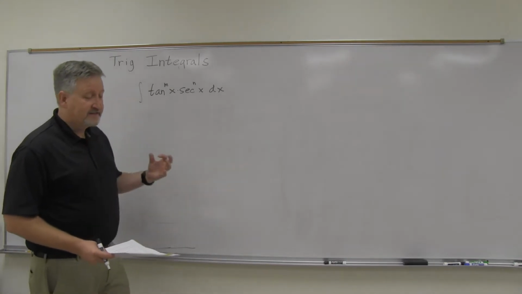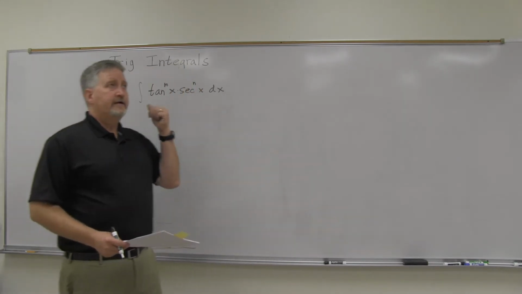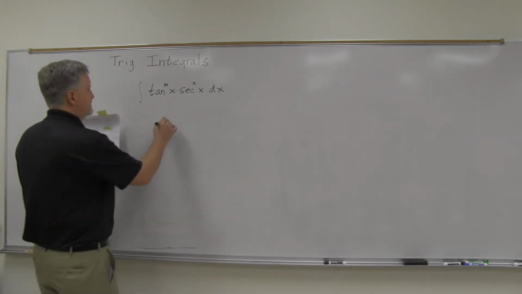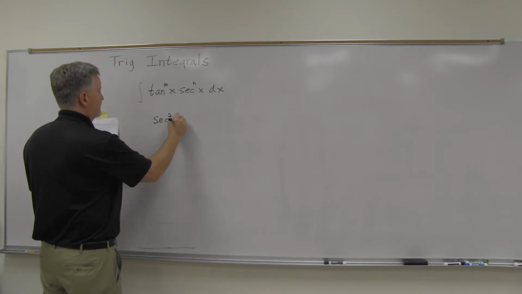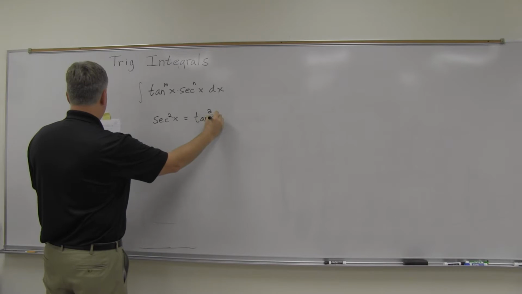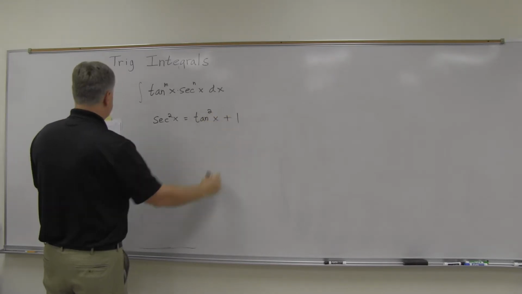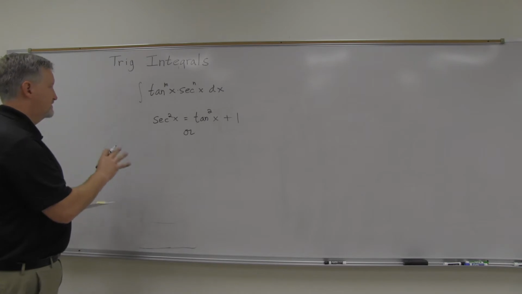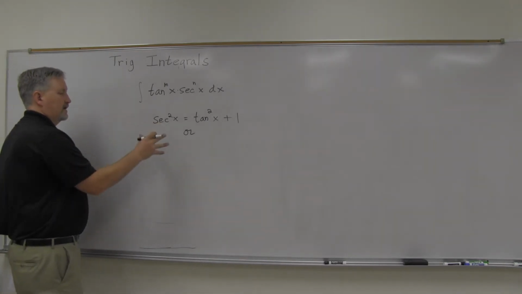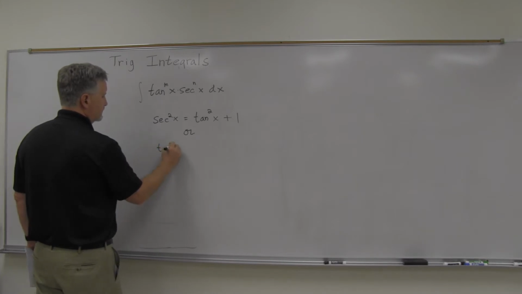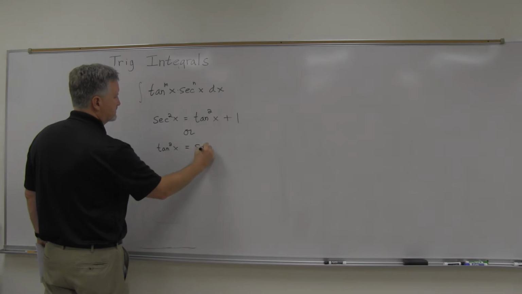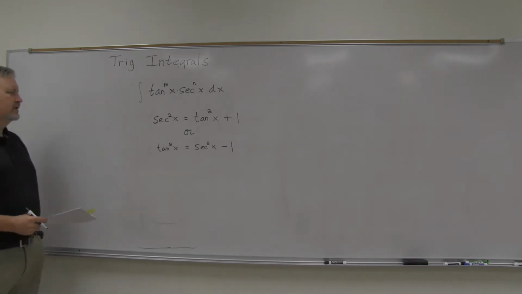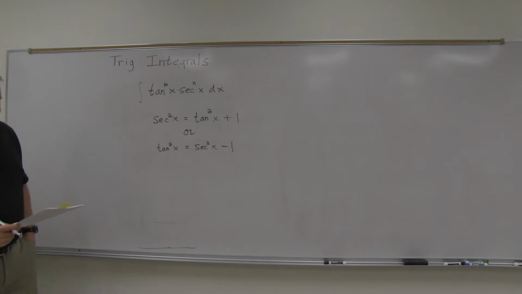And of course, the identity we use is the other Pythagorean identity, the one with tangents and secants. The identity we're going to use is secant squared x equals tangent squared x plus 1. Or the other possibility, if I want to replace tangent squared, we subtract the 1 over: tangent squared x is secant squared x minus 1.